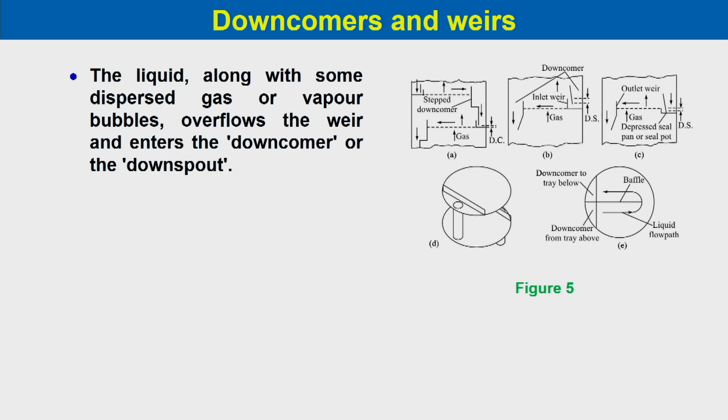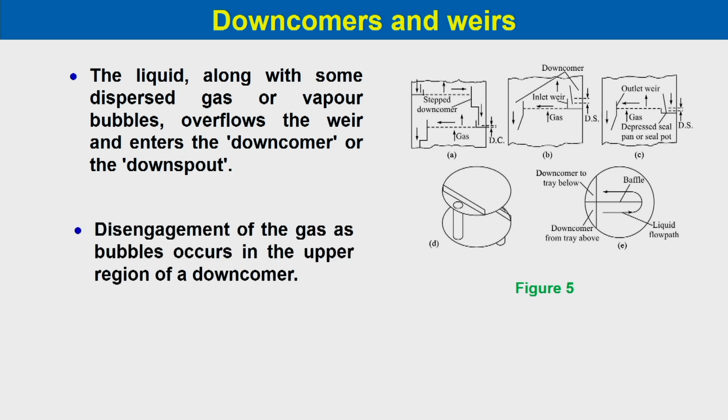So, what happens is that when the liquid enters a tray, it flows horizontally, and then you have a vertical movement of the gas through the perforations. While liquid flows through the downcomer, it takes some of the bubbles along with it, and it goes to the next tray. Disengagement of the gas as bubbles occurs in the upper region of the downcomer.